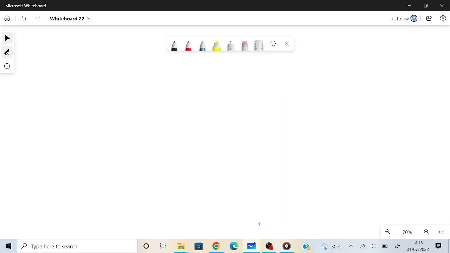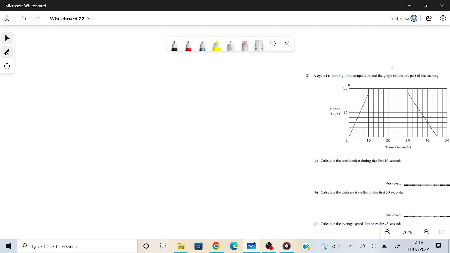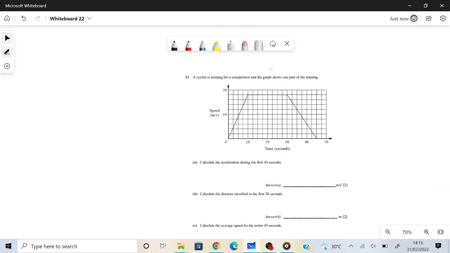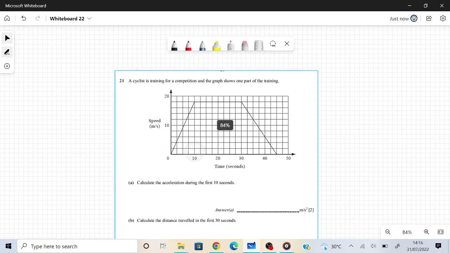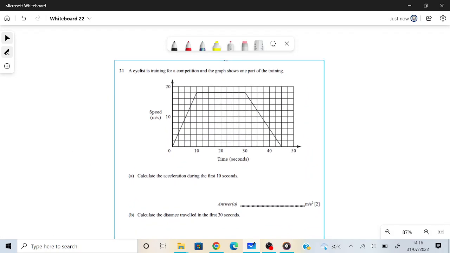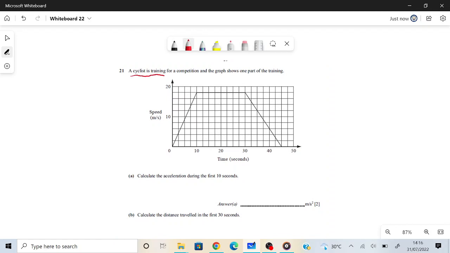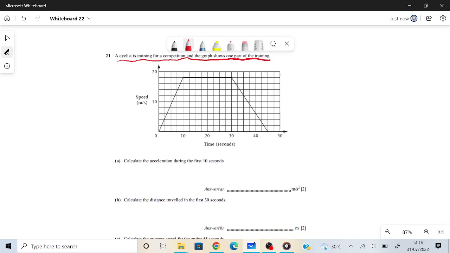Right, so speed time graphs is the sort of topic that's much better understood when doing examples. So let's dive right into the example, and I will be explaining every part of it and how exactly to do it. Let's have a look at this first example we have. It says a cyclist is training for a competition and the graph shows one part of the training. Okay, good to know.